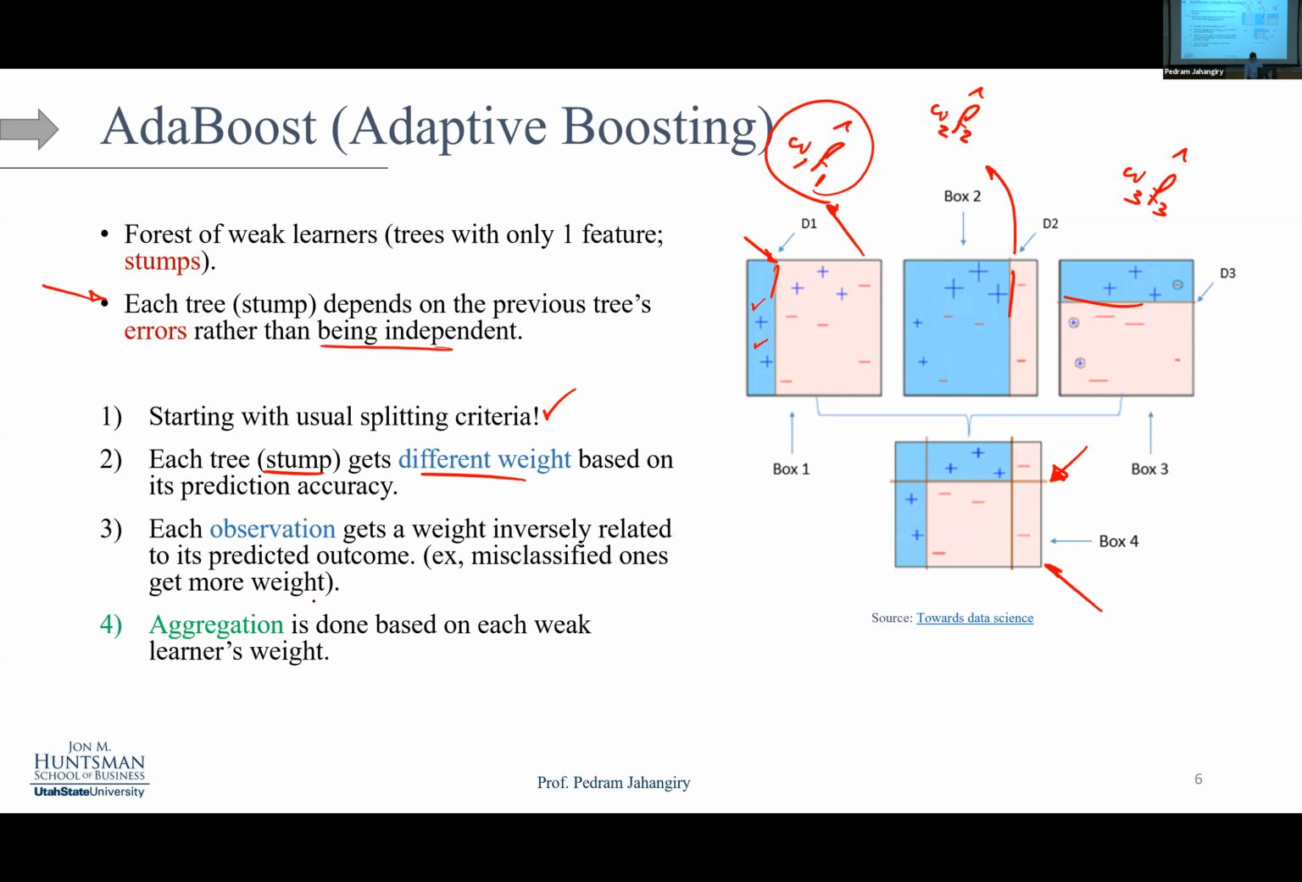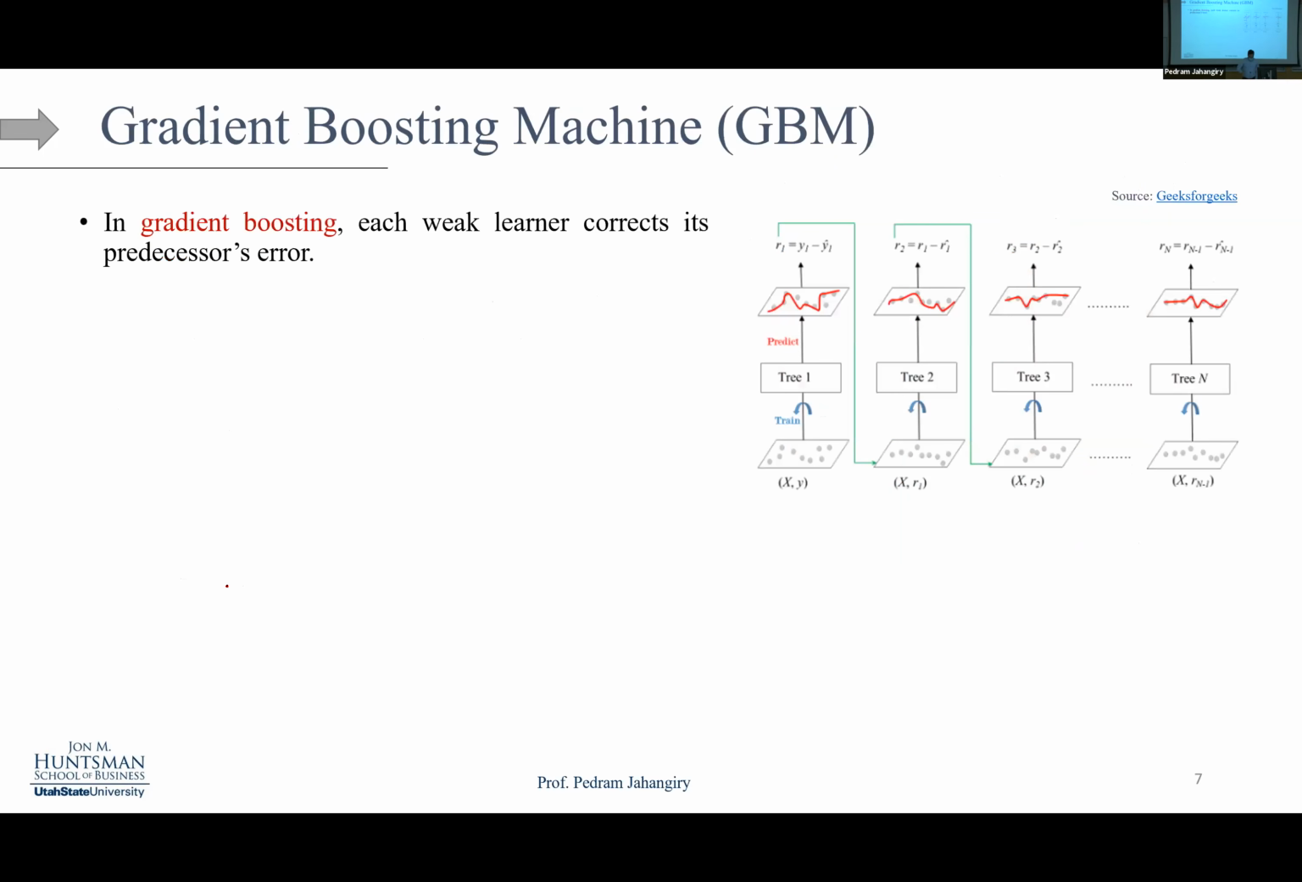Aggregation is done based on each weak learner's weight. So this is how we aggregate things. Based on weights W1, W2, W3, we aggregate them over. It's simply like taking an average, right? Okay, so that was AdaBoost.